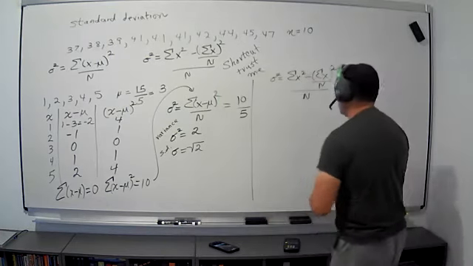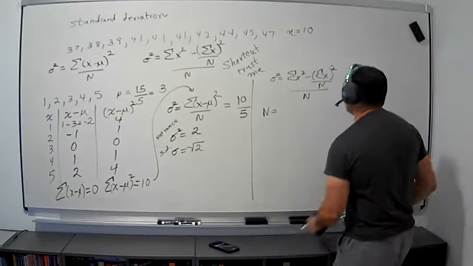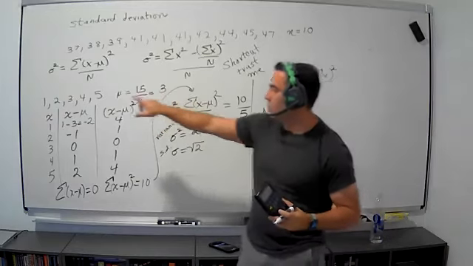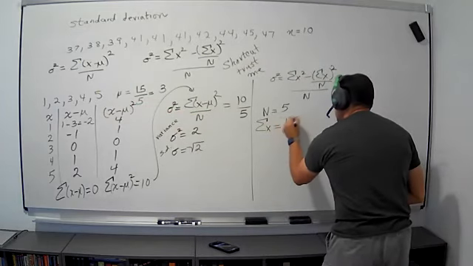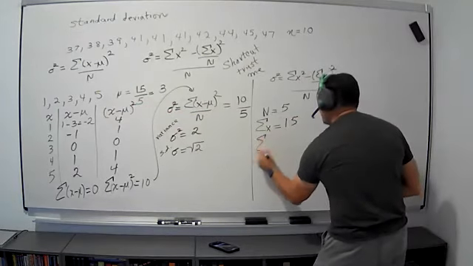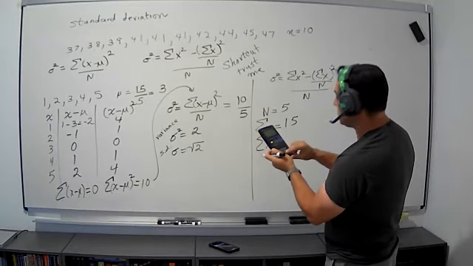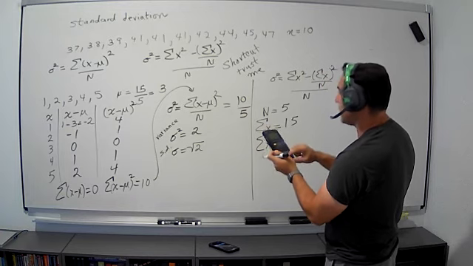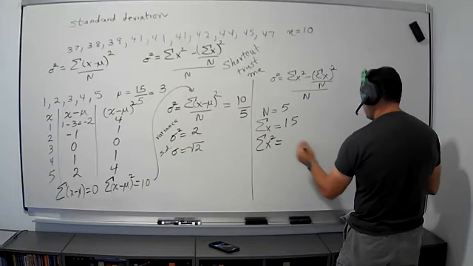Okay. So, how many numbers do we have? 5. If we add up all the numbers, 5 plus 4 is 9. That's what this is saying. Plus 3 is 12. Plus 2 is 14. Plus 1 is 15. The sum of x is 15. The sum of x squared is, well, let's see: 1 squared plus 2 squared plus 3 squared plus 4 squared plus 5 squared. It equals 55.